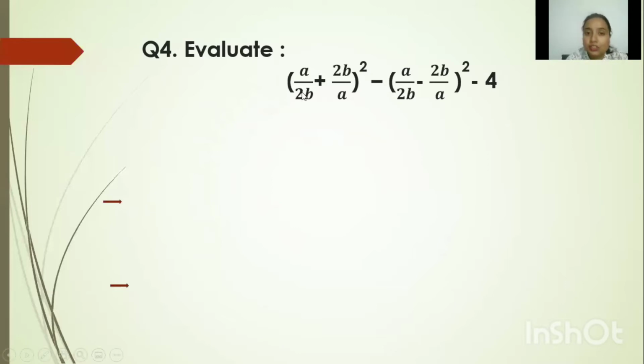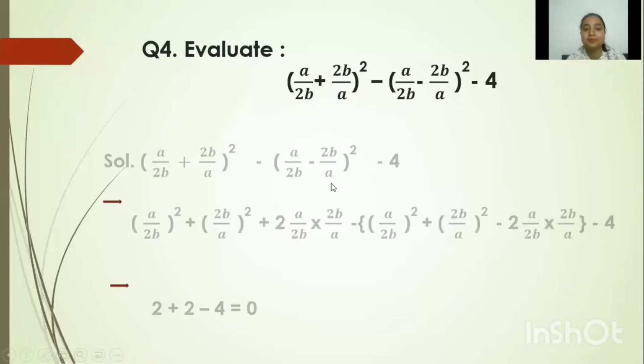Pay attention. This is the first term, this is the second term. So my first term plus second term whole square, minus my first term minus second term whole square, minus 4. It is easy to do. It is just the a plus b whole square identity, and this is going to be solved with the a minus b whole square identity. We will expand, and because of this minus, most of the quantities will be cut. Then we will simply get an answer. Evaluate means you are supposed to find the value of this expression, right?